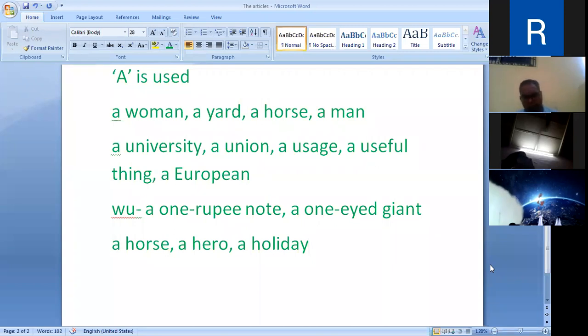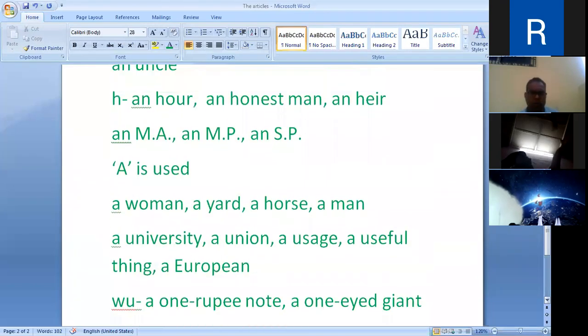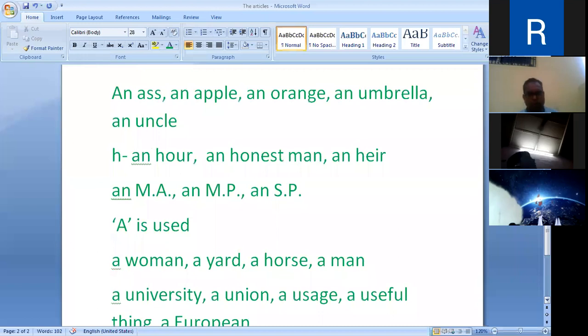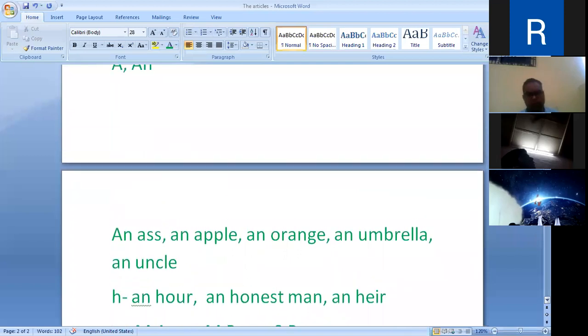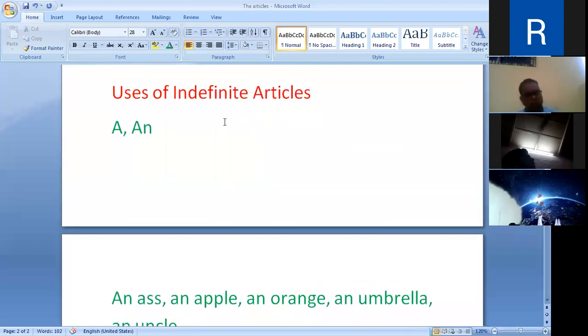Next, A and AN were used according to the sounds. They were used here according to the sounds, according to the initial sound of a letter. If a word begins with a vowel sound, then AN. If a word begins with a consonant sound, then A.